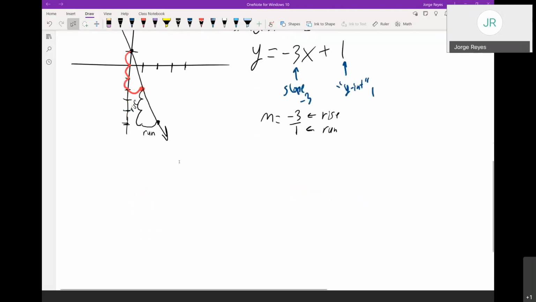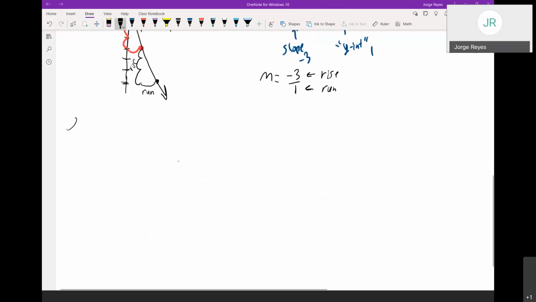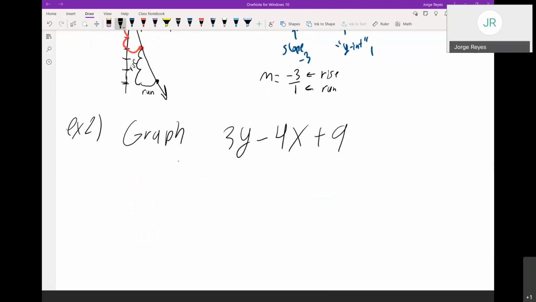All right, let's graph another line. Example 2. Graph 3y - 4x + 9 = 0. Same thing. Right now it's in standard form, so let me get it into slope-intercept form.